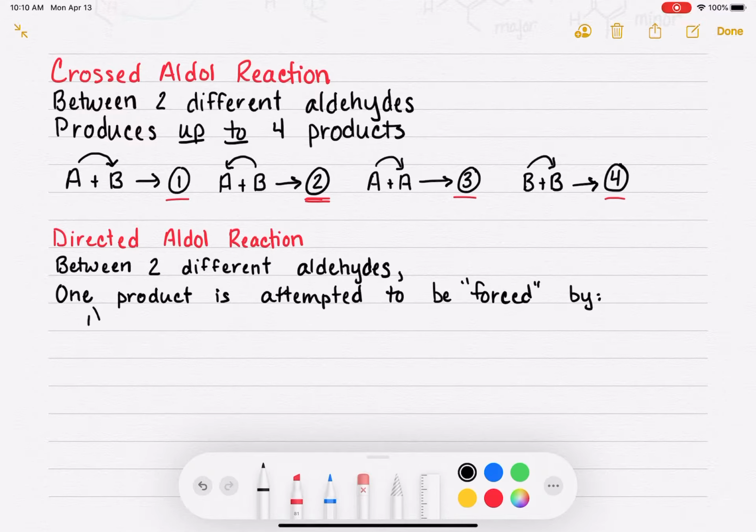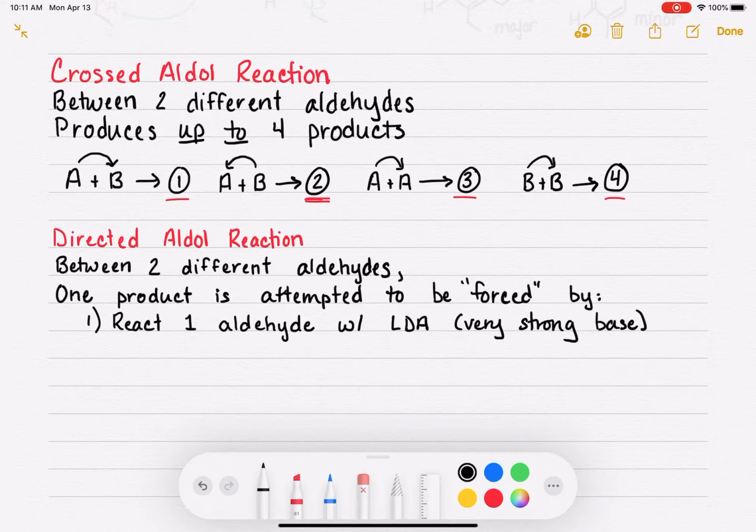So the way that we do this is we start by reacting only one, either A or B, of our aldehydes, one type of aldehyde, with a very strong base, LDA, very strong base. Which you have met LDA before, not that long ago. It is lithium diisopropyl amide. That's a lone pair. It looks just like a line, but that's supposed to be a lone pair. So this is LDA, super strong base.